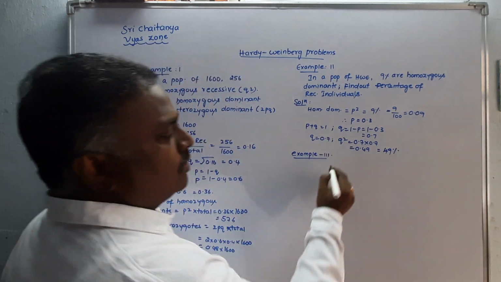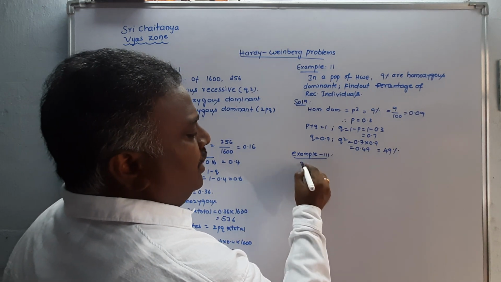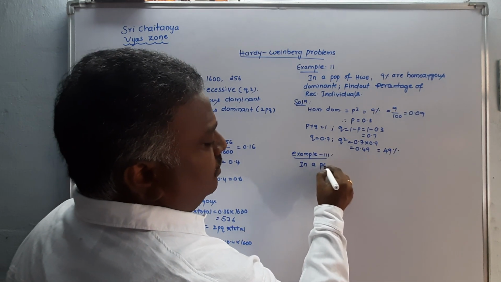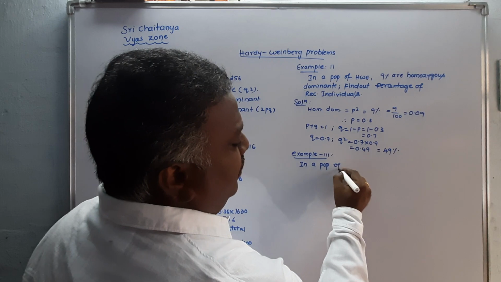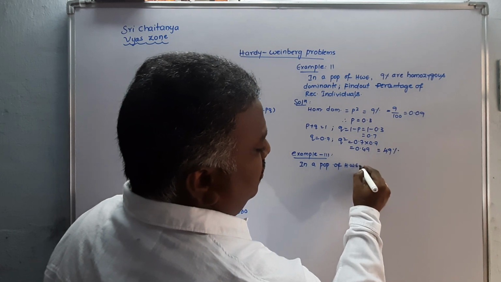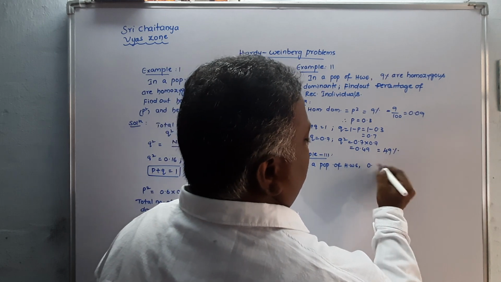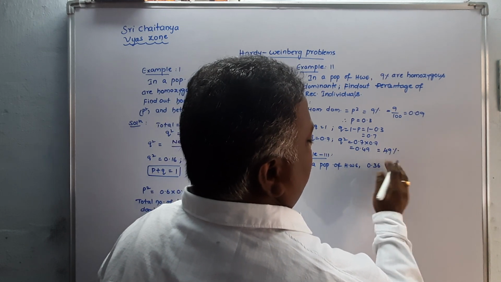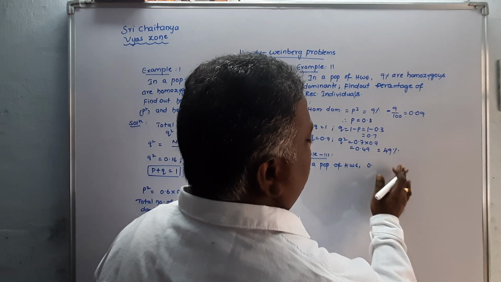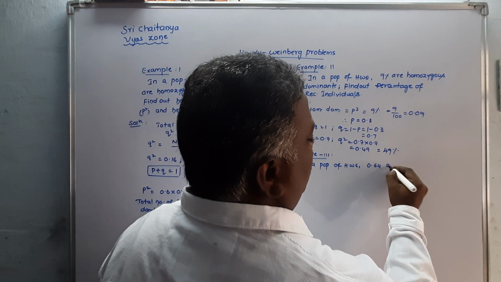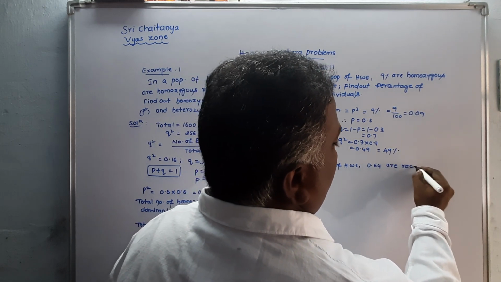So in a population of Hardy-Weinberg equilibrium, 0.36 or 0.64 are recessive.